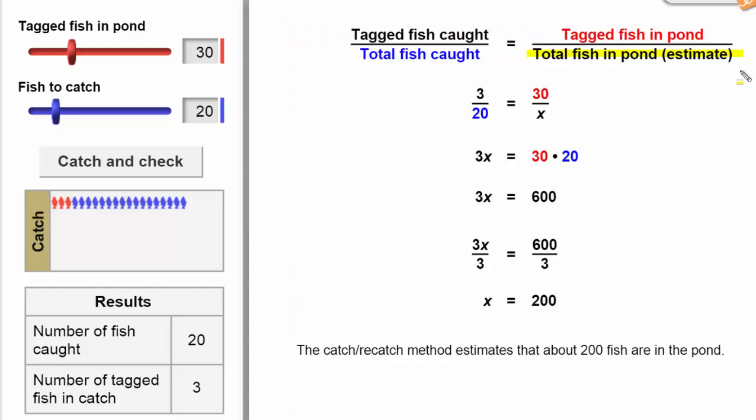We're trying to figure out the total fish in the pond. We can set up a proportion where x represents the total fish in the pond. Solving for x, we estimate that there are about 200 fish in the pond.